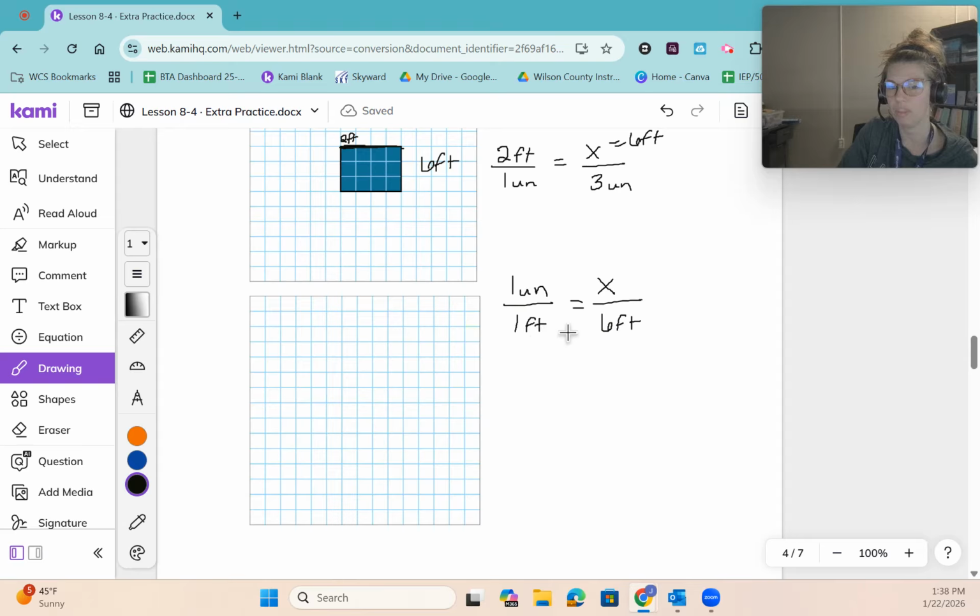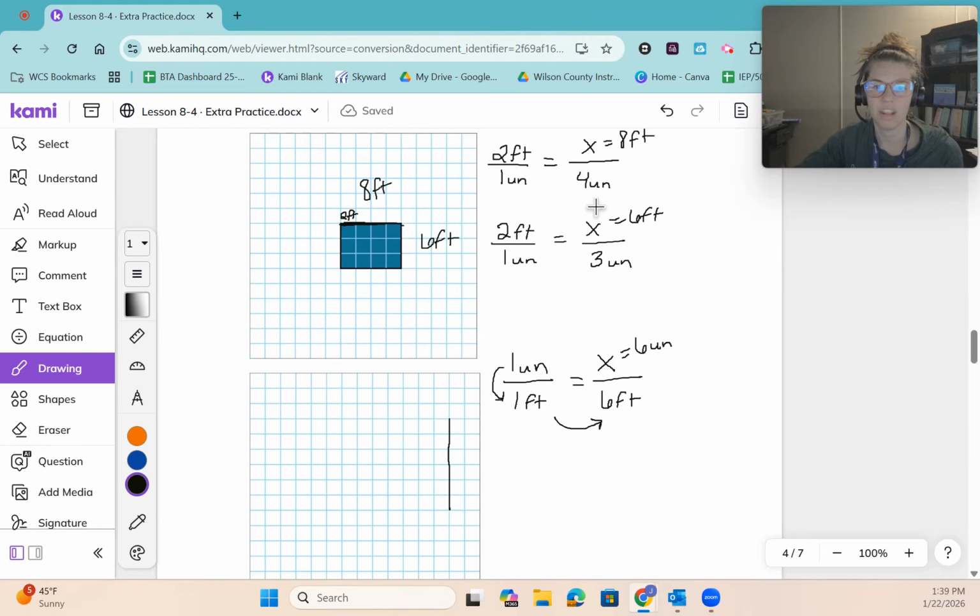But notice I put the feet on the bottom because I knew how many feet I needed. What I was looking for was my units. And so I like to put what I'm looking for on top so I can follow my same process. 1 divided by 1 is 1. And then I multiply by the denominator, which is 6. So that means it's going to be 6 units for the height. Okay, so I can go ahead and already do that here. I'll go 1, 2, 3, 4, 5, 6. Okay, that's my height there.